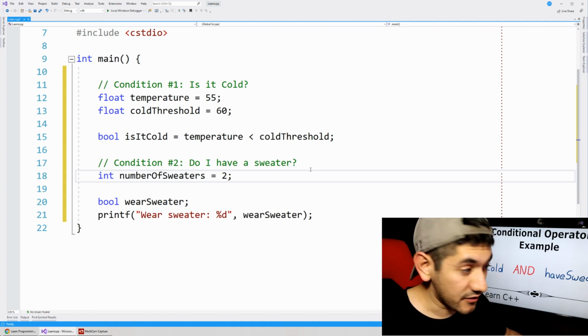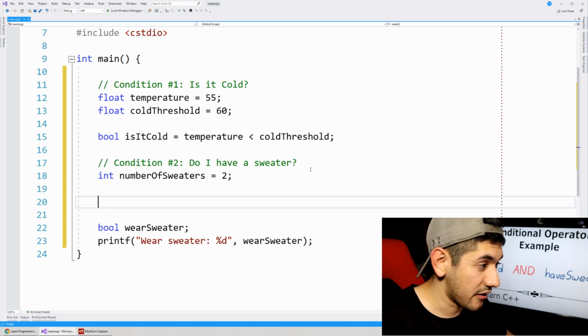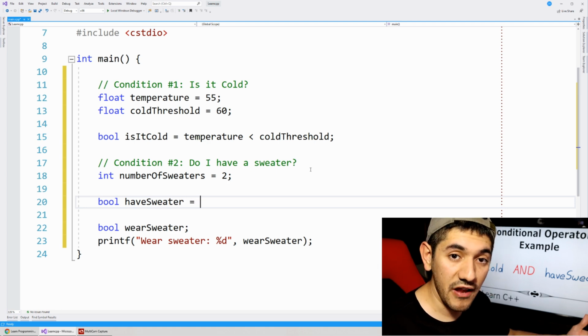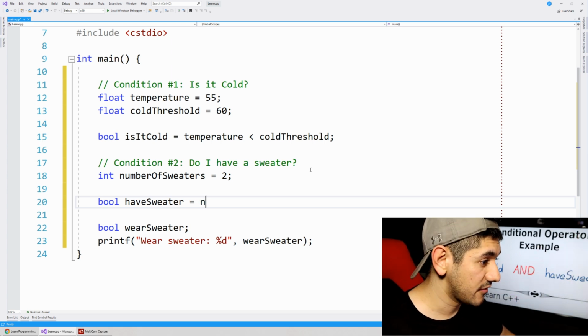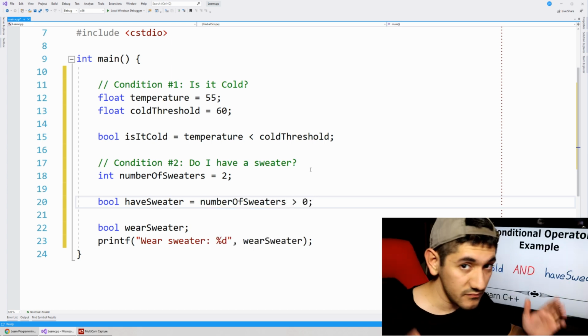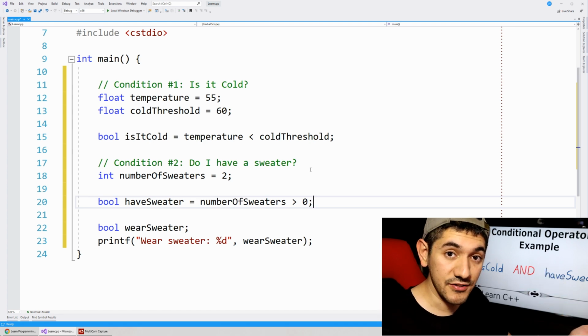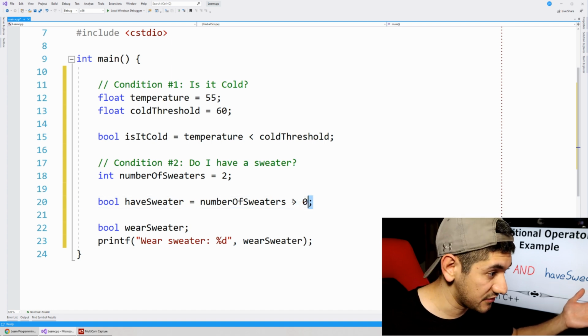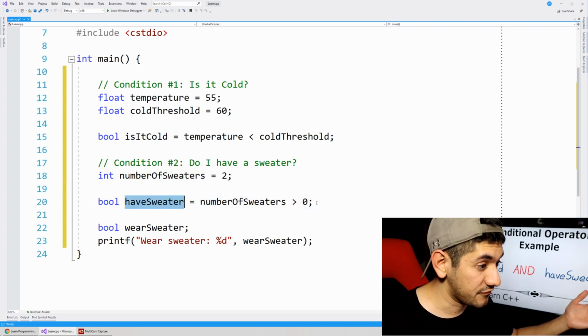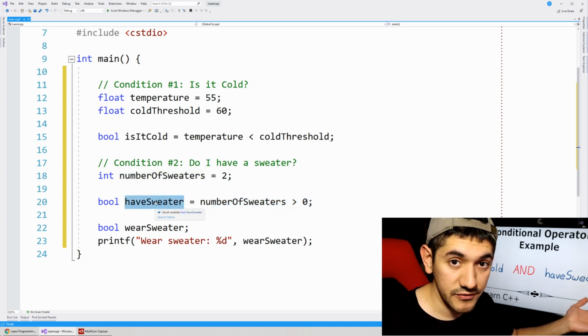That's it. So my condition, which is also a Boolean variable, is going to be bool haveSweater, just to not make the variable name too long. How do I know if I have a sweater? Well, if the number of sweaters that I have is greater than 0, right? We have to be able to formulate this condition, so we need to use the relational operator. So here it is, greater than. If I have a sweater, how do I know? Because I have more than 0 sweaters. And if this is true, then I have a sweater. If it's false, then I don't have a sweater. This will be true, right?